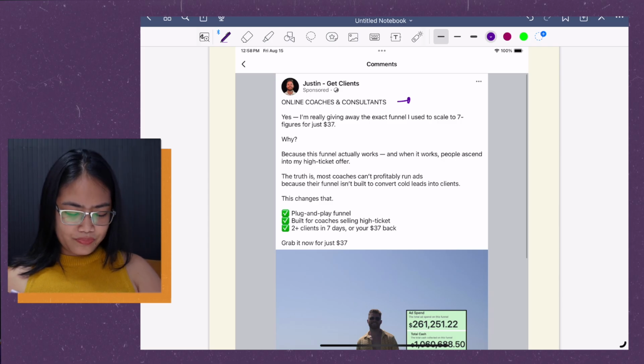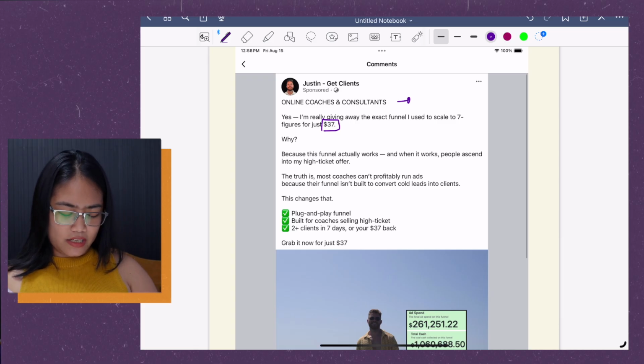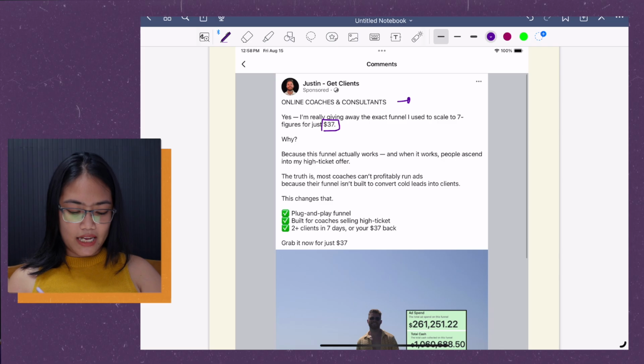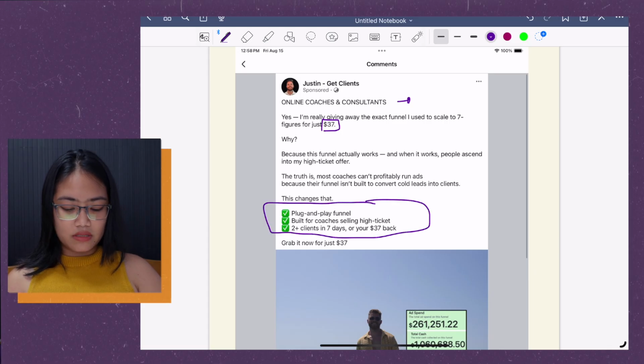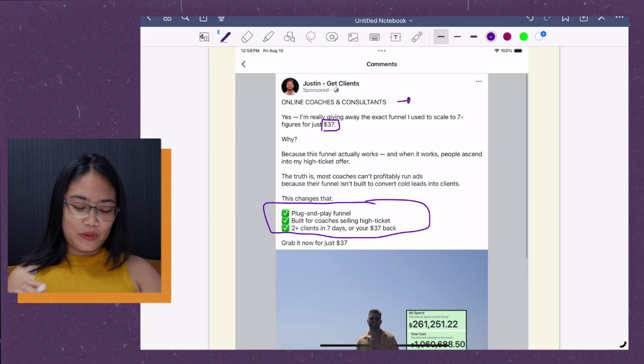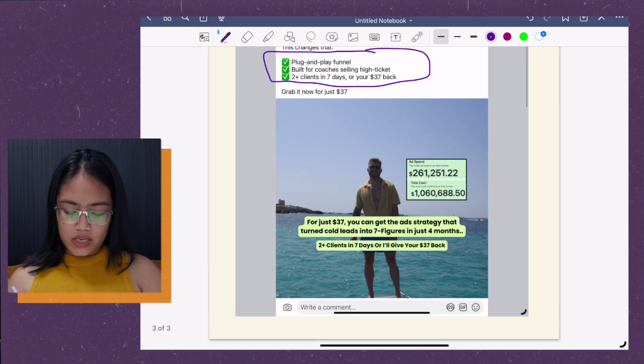So let's continue. Scale 7 figures for just 37, and I always love an ad where the price is being set, because this funnel actually works, and when it works, people send into my high ticket offer. The truth is most coaches can't profitably run ads because their funnel isn't built to convert cold leads into clients. This changes that. Plug and play funnel. I love bullet points. I'm a sucker for bullet points. So it's very easy to read, doesn't have a lot of fuss. So he has his photo here, and then income proof. For just 37, you can get the ad strategy that turned cold leads into 7 figures in 4 months.